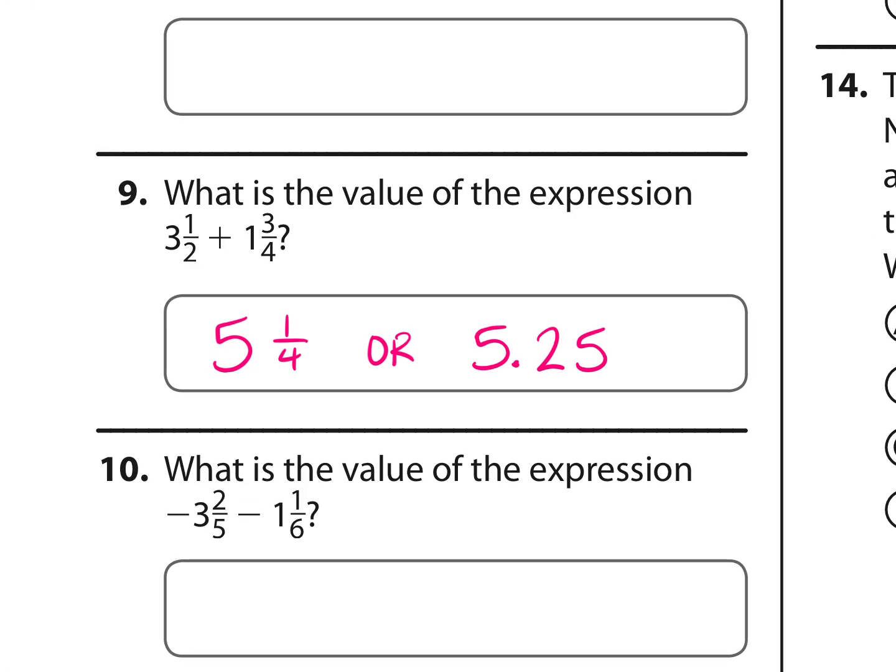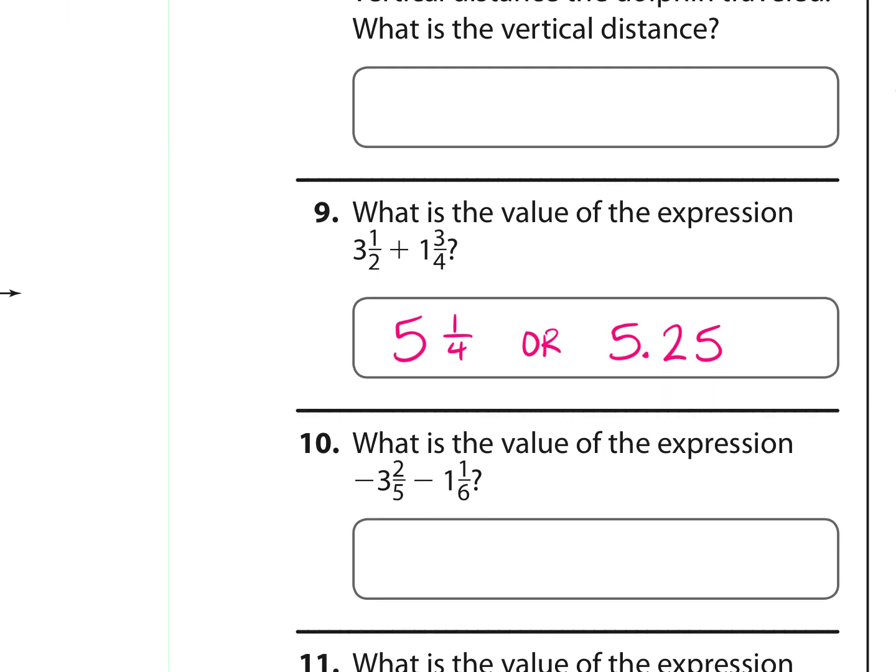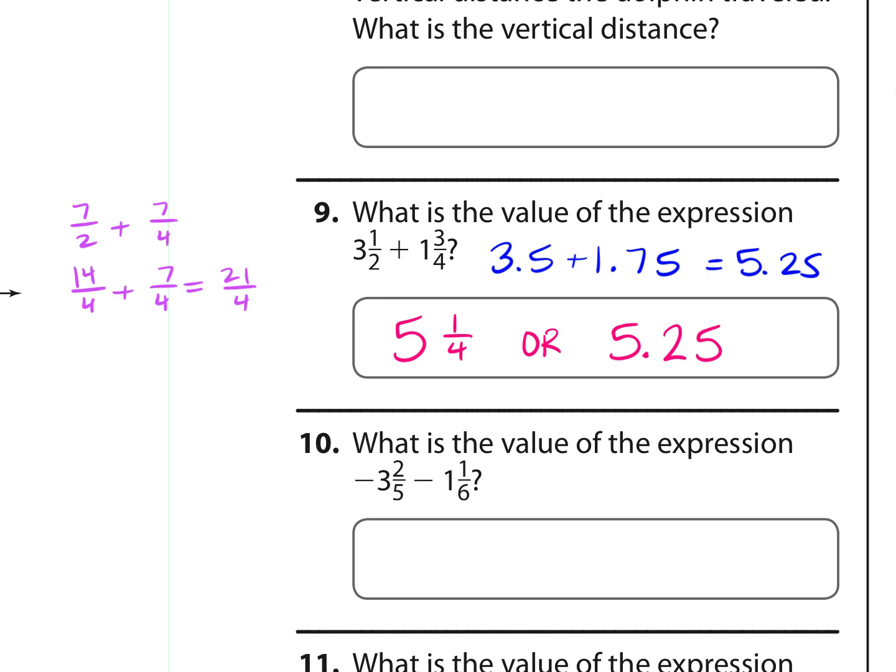Number 9, what's the value of this expression? We could go to decimals. Got a couple options. We could say, okay, that's 3.5 plus 1.75, which is 5.25. Or you could say 3.5, which is go around the world, get an improper fraction. We get 7/2 plus 1 3/4 is 7/4. Get a common denominator, 2 and 4 both go into 4. So we get 14/4 plus 7/4 is 21/4. We can divide that out. 4 will go into 21 5 whole times with 1 remaining to get 5 1/4.